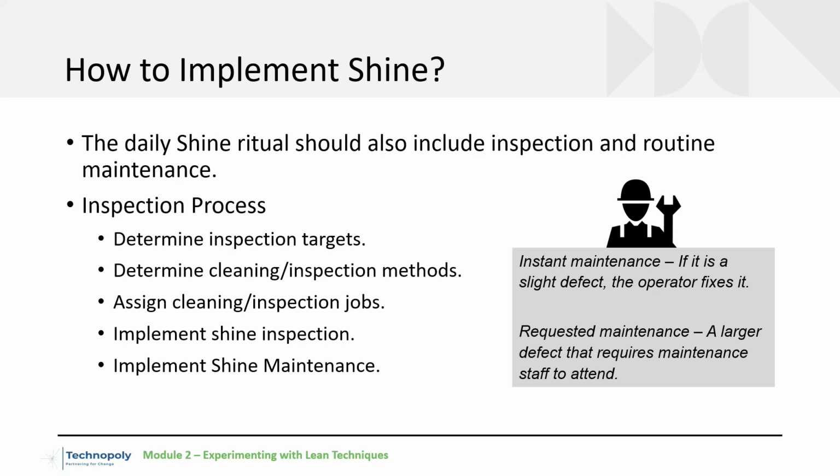Fifth, implement shine maintenance. The two types of maintenance are instant maintenance and requested maintenance. Operators know what level of maintenance work they can handle by themselves immediately. If it is a slight defect, the operator fixes it. If the operator determines that the defect or problem is too difficult to handle alone or immediately, he requests assistance from the maintenance team through his supervisor.